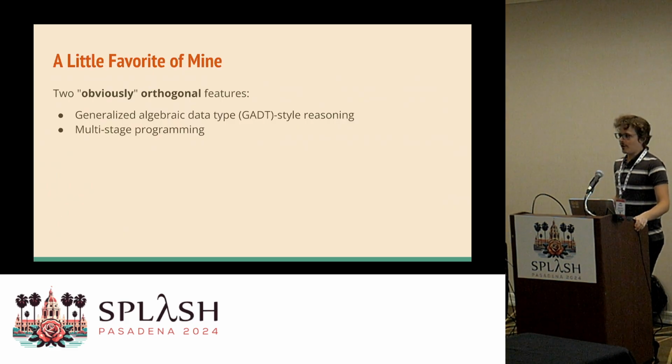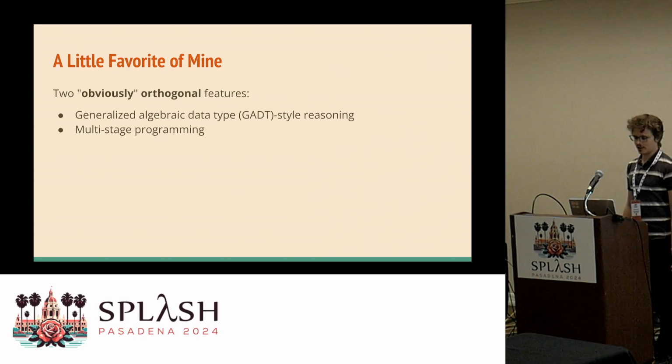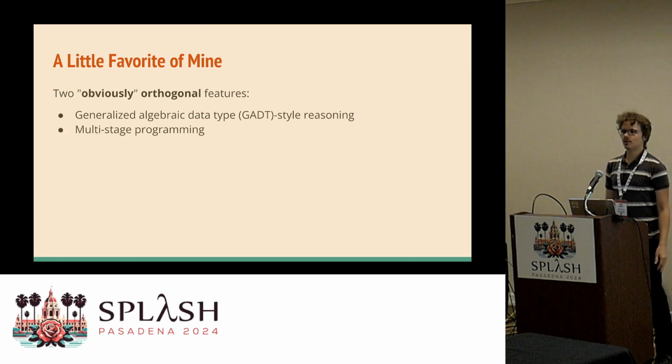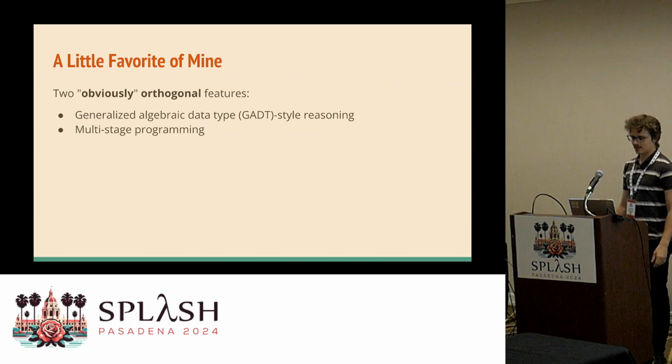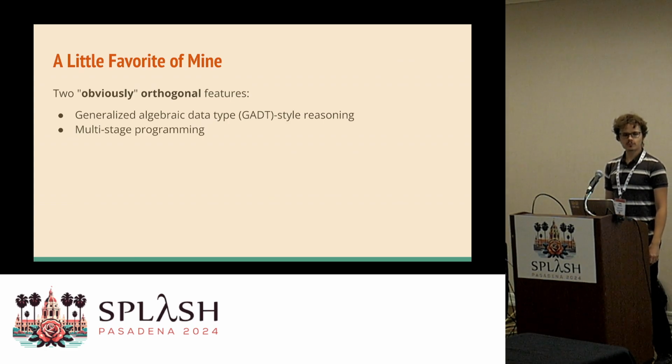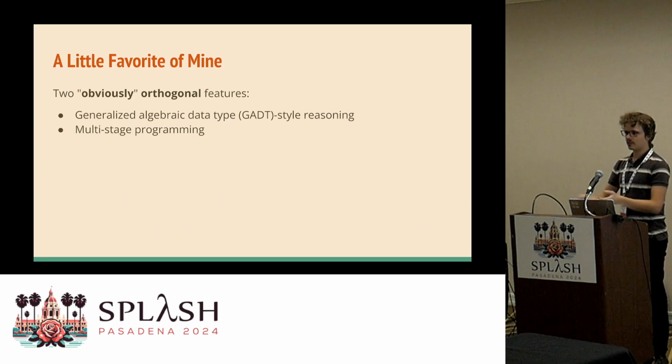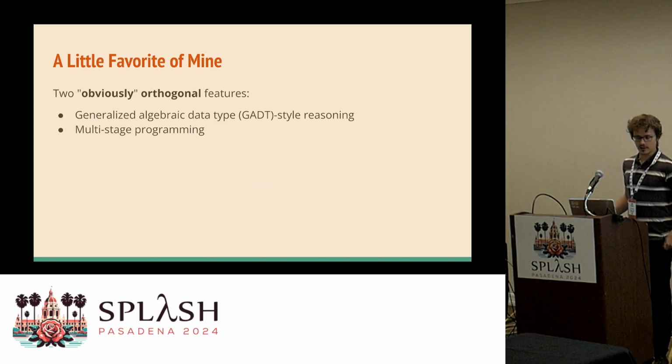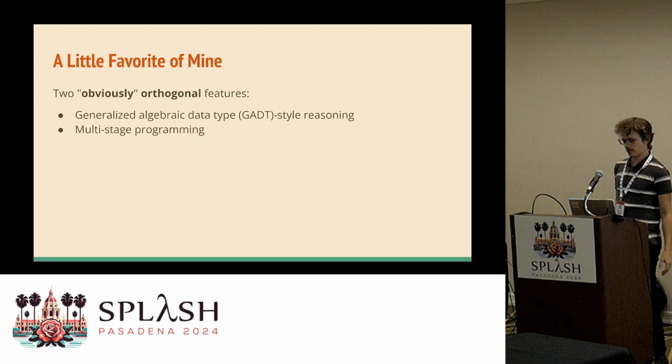And a favorite of mine in this list is when two obviously orthogonal features interact, which are generalized algebraic data types, which support a kind of reasoning that we refer to as GADT-style reasoning on one hand, and multi-stage programming on the other hand, which are completely different things, right? So one is a type system technique that tries to discover more type information at runtime based on what you pattern match, by refining the types of the scrutinees. And on the other side, you have multi-stage programming, which is just a technique of generating code while making sure that the output is well typed.